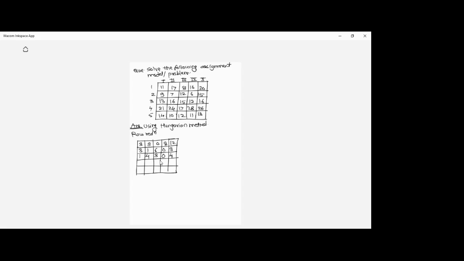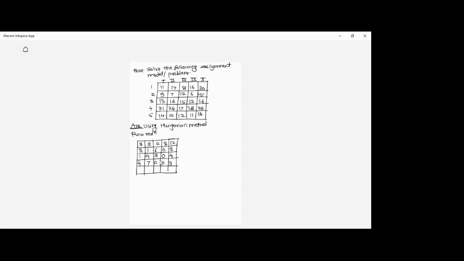In row number 4, the minimum value that we have is 17. So we are going to reduce 17 from each of these cells. So 21 minus 17 comes out to be 4. 24 minus 17 comes out to be 7. 17 minus 17 comes out to be 0. 28 minus 17 comes out to be 11, and 26 minus 17 comes out to be 9. Lastly, row number 5, we have the minimum value as 10.